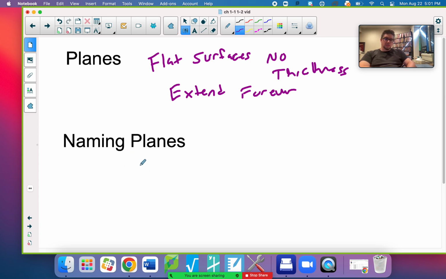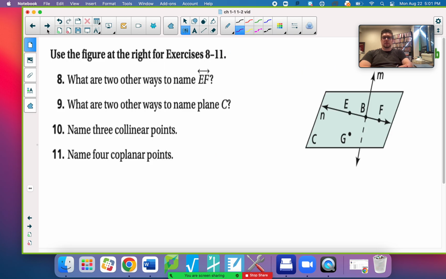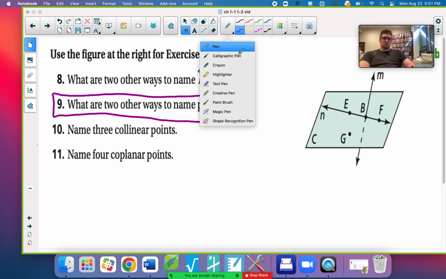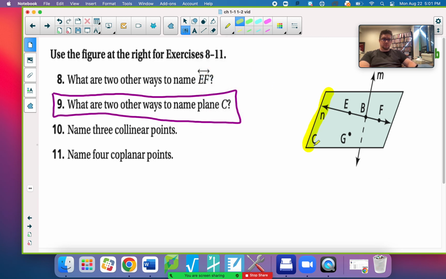When we name planes, all it takes is 3 points on the plane. We can also get a little lazy and just call it a specific name. So for instance, in our homework, we're going to look at question number 9. What are two other ways to name plane C? So this plane over here, this rectangle, is our plane. Its very simple name is plane C.